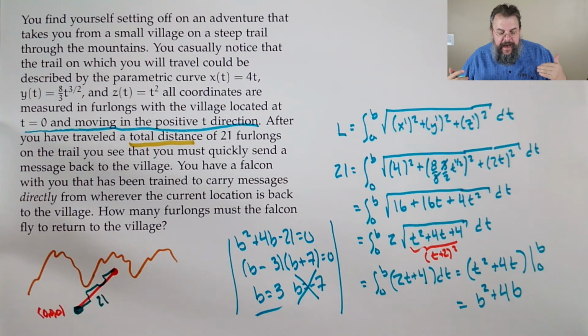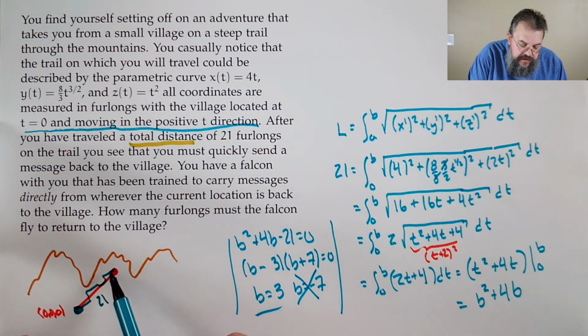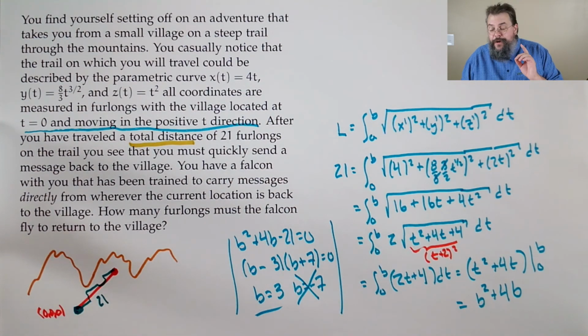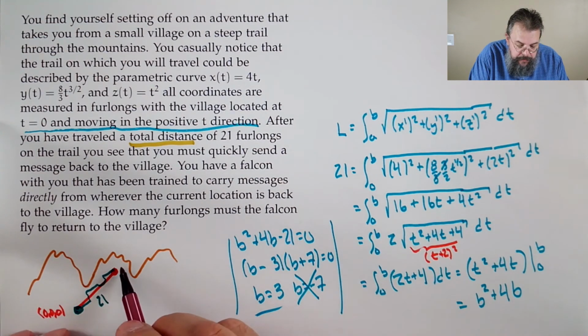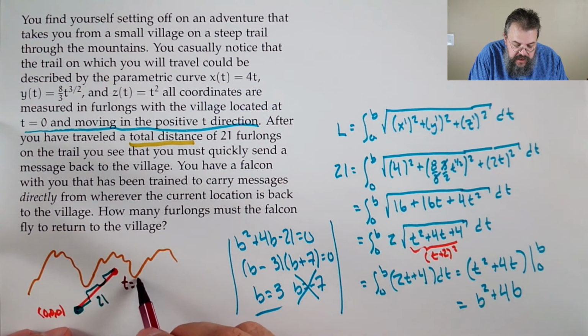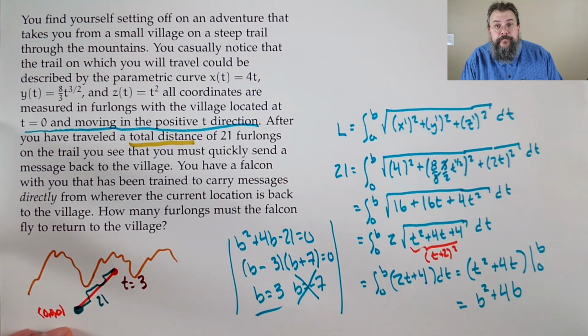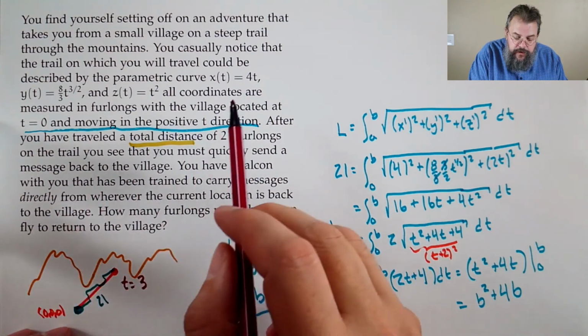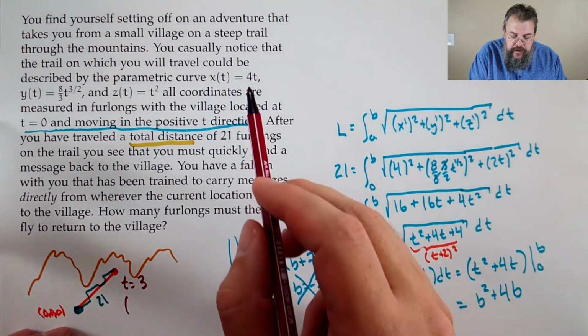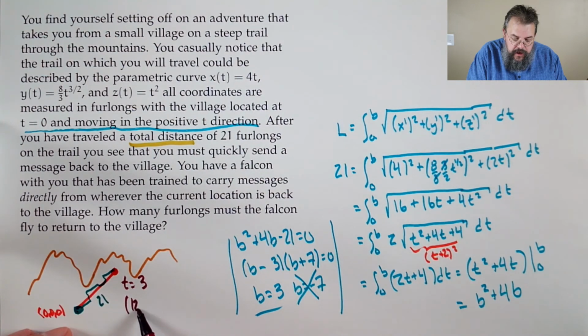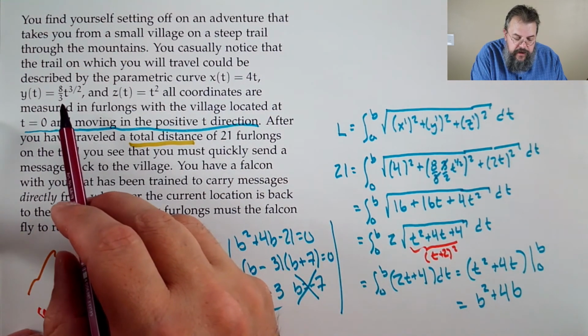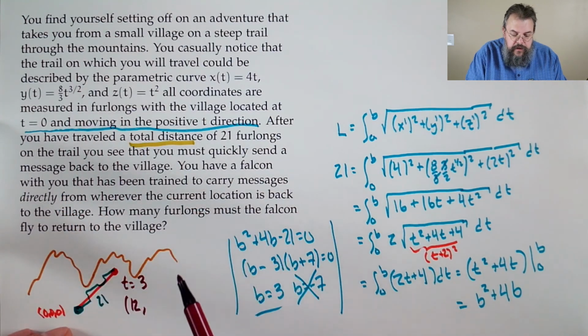What we figured out is that we know where this point occurs. We don't know what the point is, but we know for which value of t it occurs. In particular, this point out here corresponds to t equals 3. Now that we know the value for t, we can ask what the point is, so we plug it in. The x value, 4 times 3 is 12, comma, the y value, 8/3 times 3 to the 3/2.